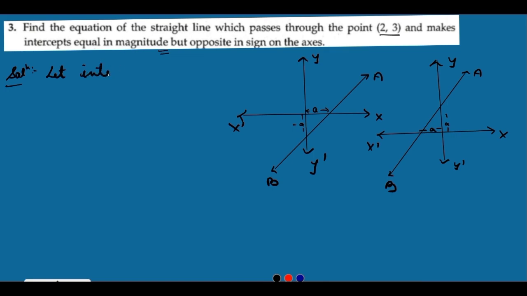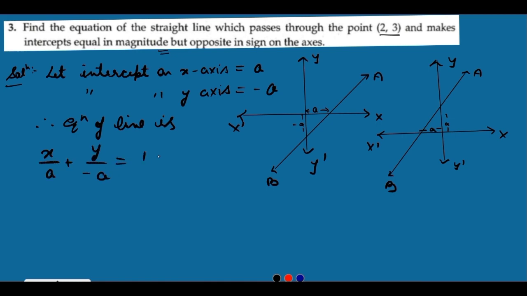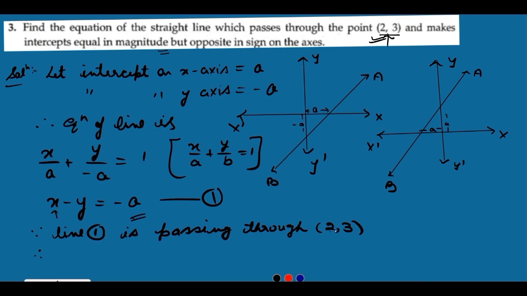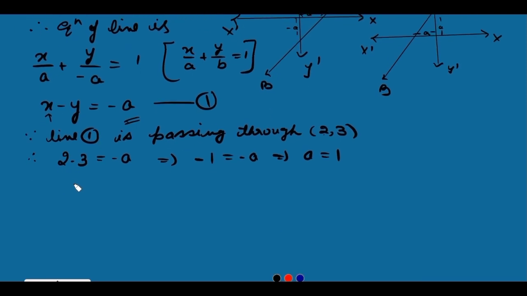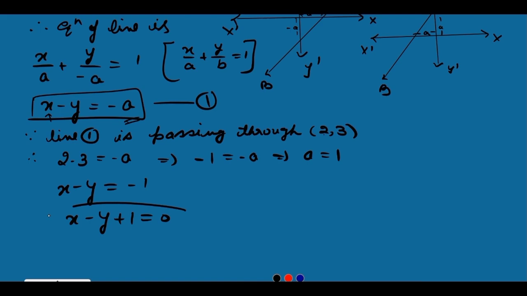Let intercept on x-axis be a. Then intercept on y-axis, according to the question, is minus a. Therefore, the equation of line is x upon a plus y upon b is equal to 1 by intercept form, so x minus y is equal to minus a. Now given in the question, this line is passing through (2, 3). It means the coordinates of this point will satisfy this equation. Substitute in place of x 2 and in place of y 3. Means the equation of line will be x minus y is equal to minus 1. x minus y plus 1 is equal to 0 in case first.